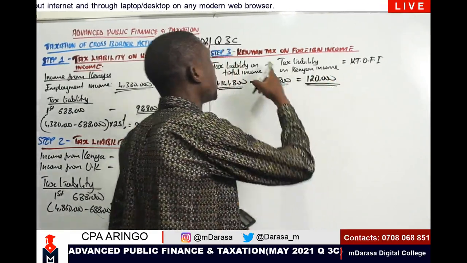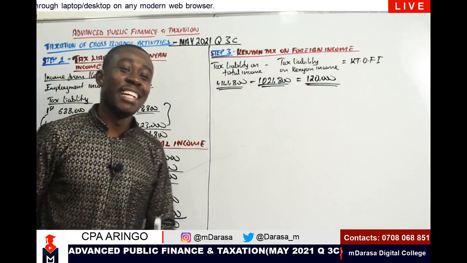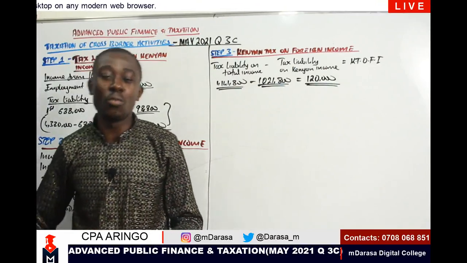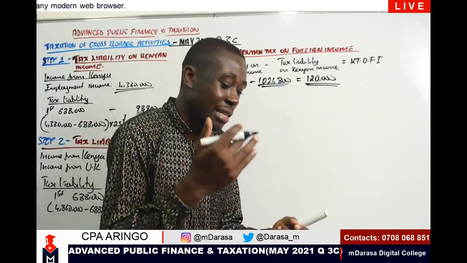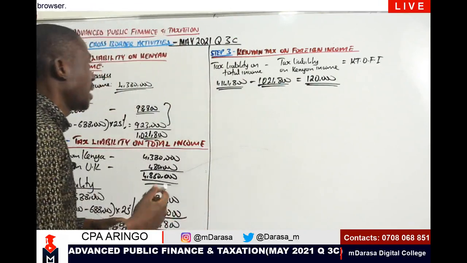That should be Kenyan tax on foreign income. The next step will be what? Because I'm giving you the steps, and that's why Mwalimu is trying to go as slowly as he can, so that you guys should get this concept very clear.